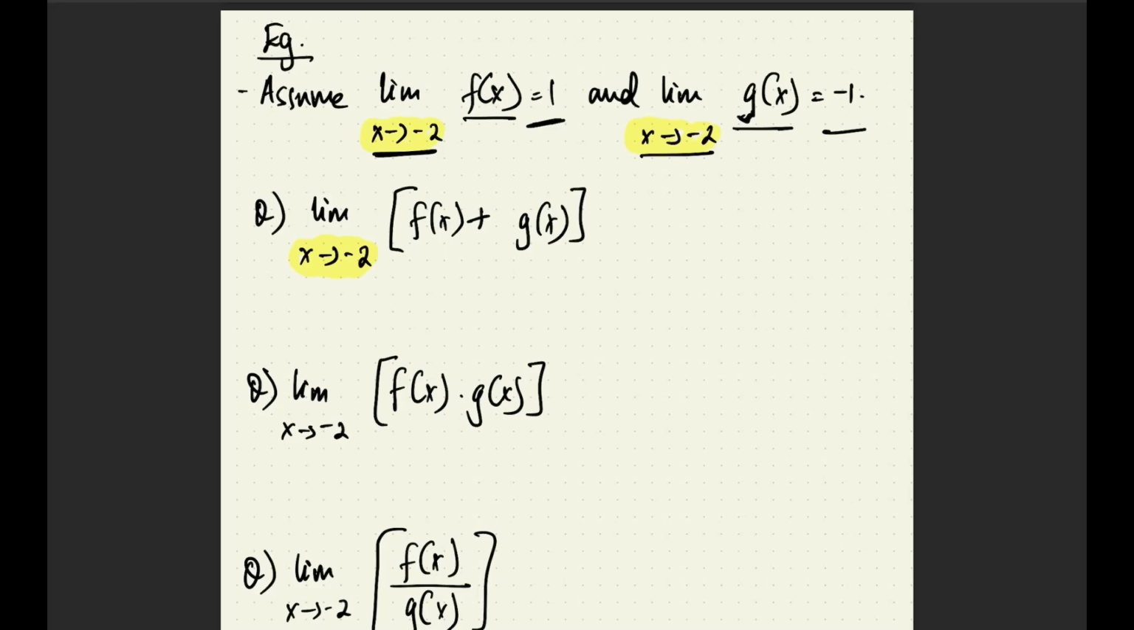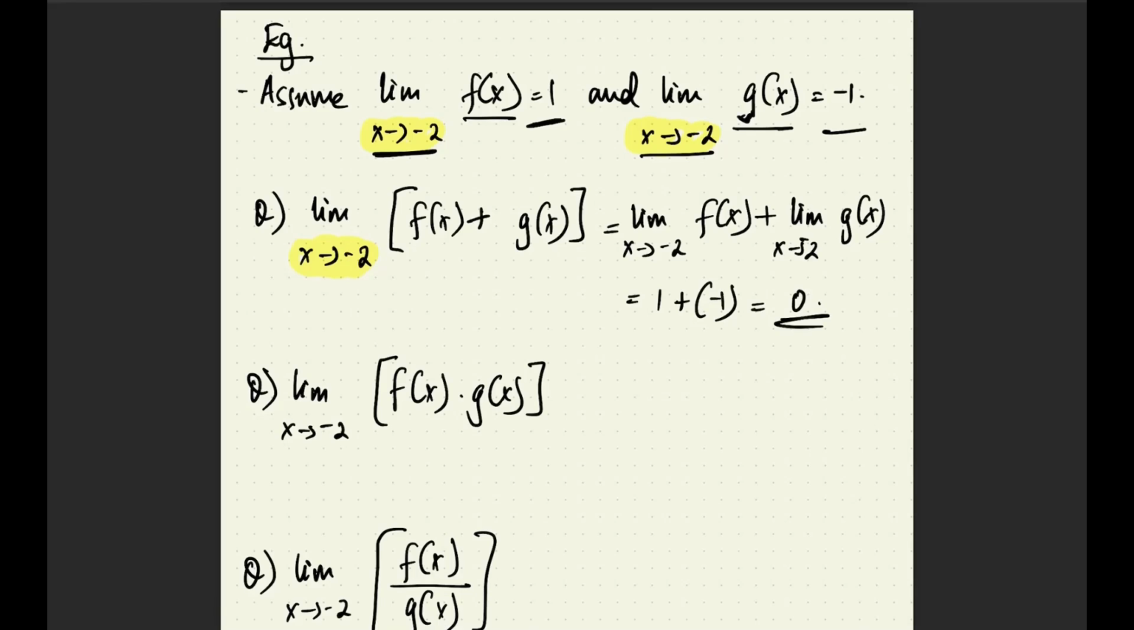So to solve this first question, we're going to use the first law, which was the sum law. So the limit of a sum is basically the sum of the limits. So this is the same thing as the limit as x approaches -2 of f of x plus the limit as x approaches -2 of g of x. So we know that this is 1 plus -1. So this basically gives you 0.